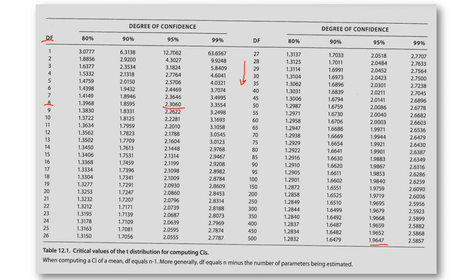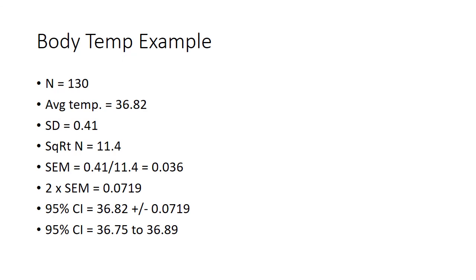So to really drive this home, let's go back to our body temperature example. In this case, we're going to be working with that subset of 130 observations, so our n is 130, and they said that the average temperature is 36.82 with a standard deviation of 0.41. Okay, so if we were to take the square root of n, we get 11.4, and if you guys remember, the standard error of the mean is going to be our standard deviation divided by the square root of n, so we take 0.41 divided by 11.4, and that gives us a value of 0.036, or standard error of the mean is equal to this 0.036.